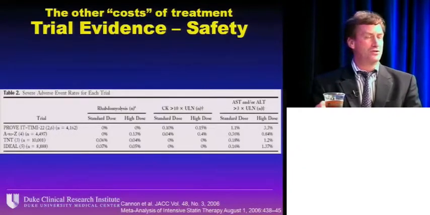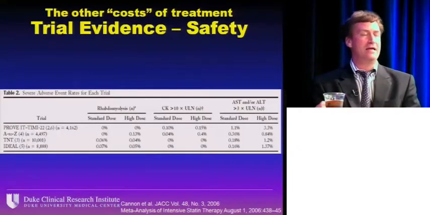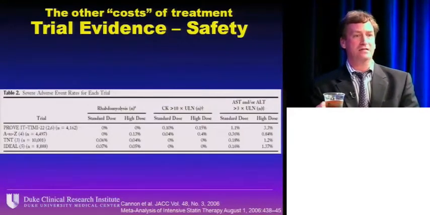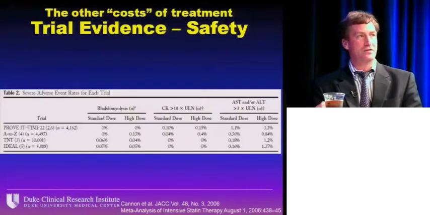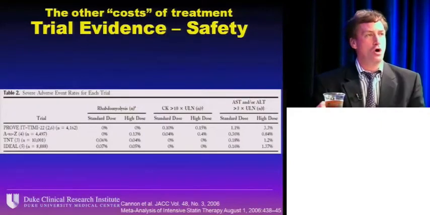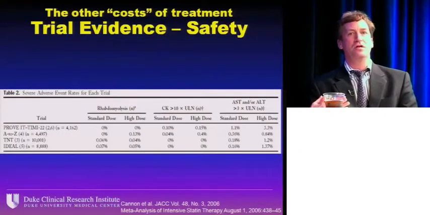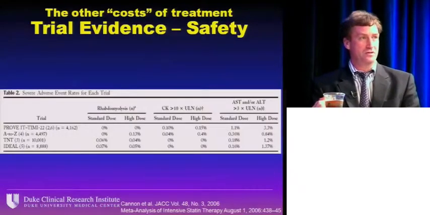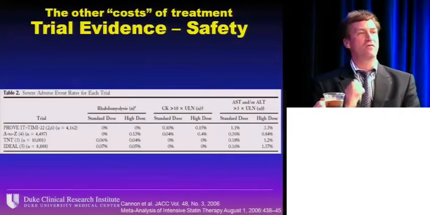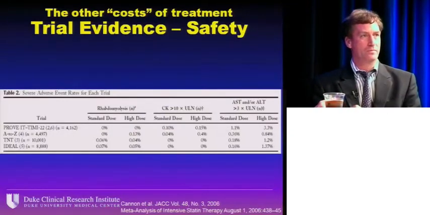In the Prove It trial, which used atorvastatin, is at the top. A to Z, which used simvastatin, is the next. TNT, which used 2 different doses of atorvastatin, is next. And then Ideal, which used simvastatin versus atorvastatin, is after that. Okay? And what you basically see is that in all cases, you're really not looking at very much risk, because the absolute risks here are all in the points. So you're looking at ones in thousands to maybe 1 in 100 at most. So the risk for very bad events is very low.